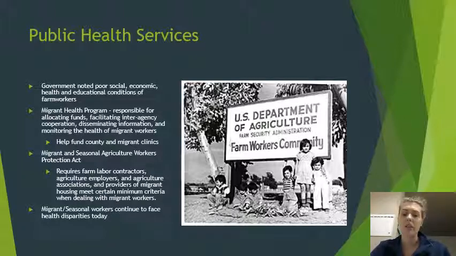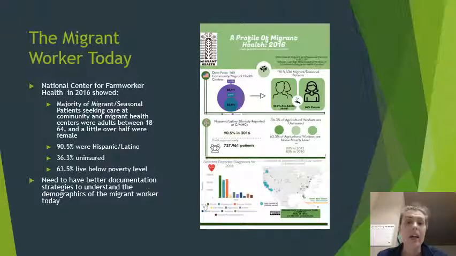Although there were some services and policies put in place to help improve the living standards and health of the agricultural worker, there are still a lot of existing health disparities today. Because of the many existing disparities within the agricultural worker and their family, I chose to focus my research on the worker's occupational environment and how that impacts their health.